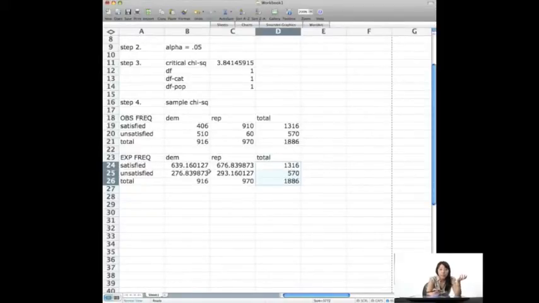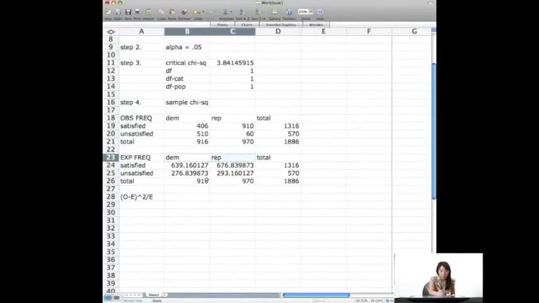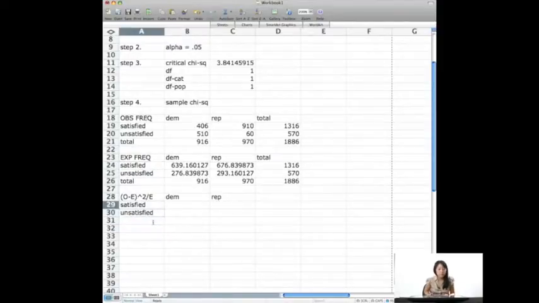And now I need to figure out my chi-square. My chi-square is going to be made up of observed frequency minus expected frequency, squared, divided by expected frequency. And I'm going to need to find that for Democrats and Republicans, as well as satisfied and unsatisfied. And then add up all of these cells, right? So I'll say grand total, and I'll put that over here.